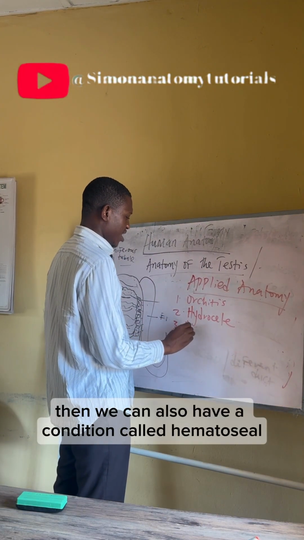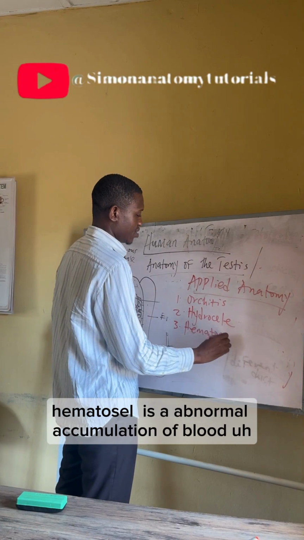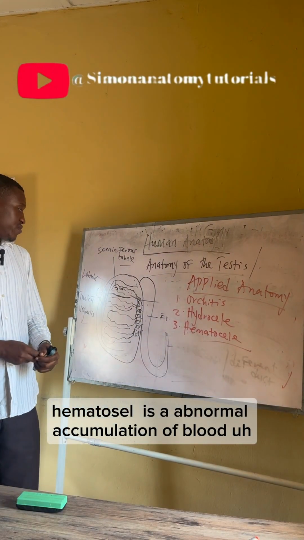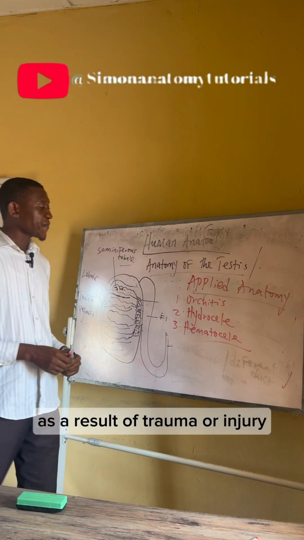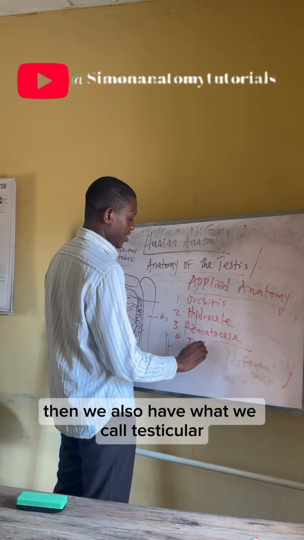Then we can also have a condition called hematocele. Hematocele is the abnormal accumulation of blood between the layers of the tunica vaginalis as a result of trauma or injury.